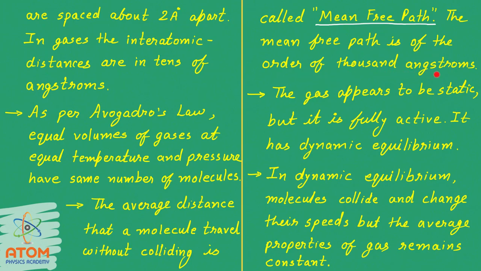This mean free path is of the order of thousands of angstrom. Means it is very large compared to the size of molecules, compared to the size of atoms. The size of molecules or atom is just 1 angstrom, right? Whereas the mean free path is of the order of some 1000 angstroms. That means 10 raised to 3 angstroms. The gas appears to be static, but it is fully active.